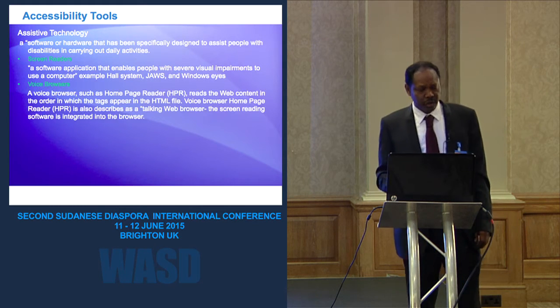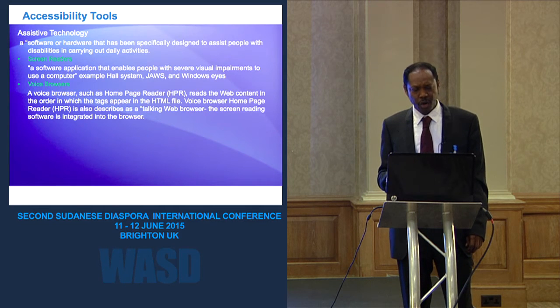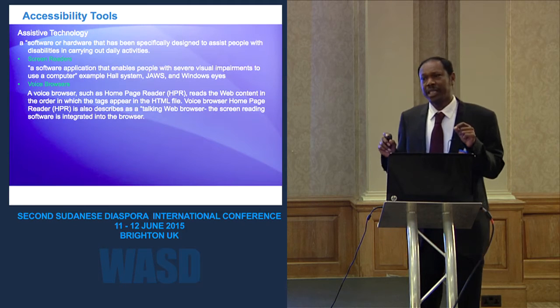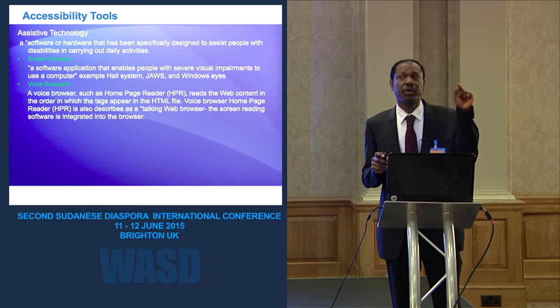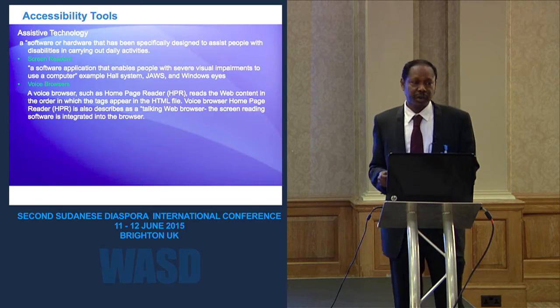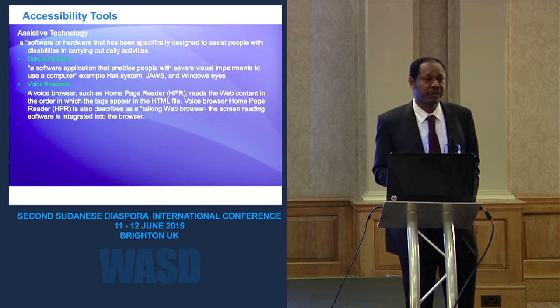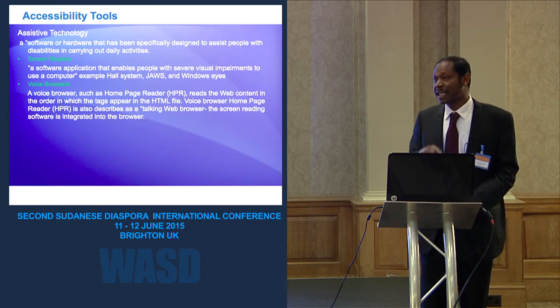Also, we've got voice browsers. Voice browsers such as Home Page Reader read web contents in the order in which tags appear in HTML files. This reads whatever the tags are, for example, in an image, a picture, or forms, in order to tell blind or visually impaired people, for example, this is a picture of Atif. So that means they tell them when it is tagged in HTML.